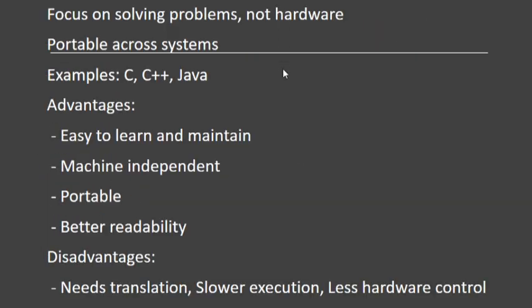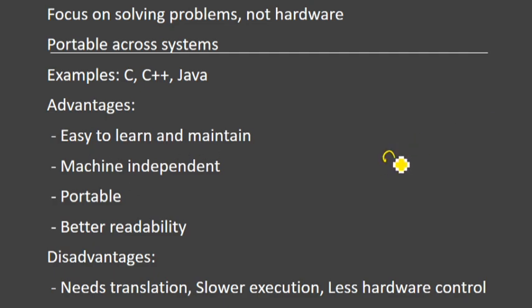Next I'm coming to high level languages. They focus on solving problems. We are going to write programming software, not hardware. They are portable across systems. For example, C, C++ and Java are high level languages. The advantages are that they are easy to learn and maintain, and machine independent.